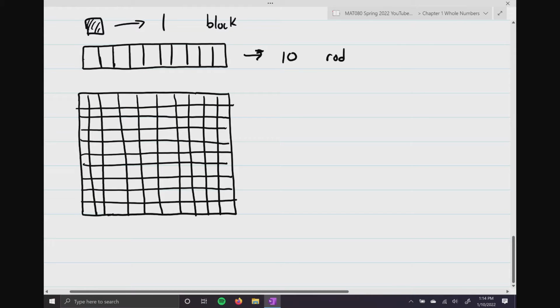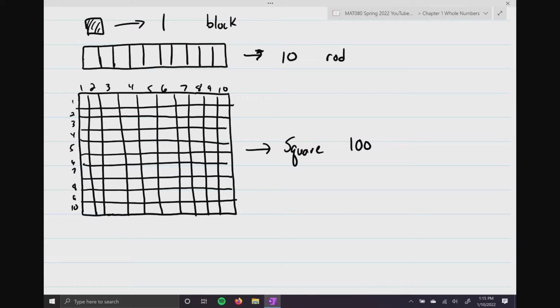All right, I'm back, and here we go. This is called a square, and this represents the total quantity of 100. If you think about it, if you count the number of blocks across the top row, we have 1, 2, 3, 4, 5, 6, 7, 8, 9, 10. And then if we go down the first column, we have 1, 2, 3, 4, 5, 6, 7, 8, 9, 10. So no matter which way you look at it, you have 10 rods in column format or row format, for a grand total of 100, okay?